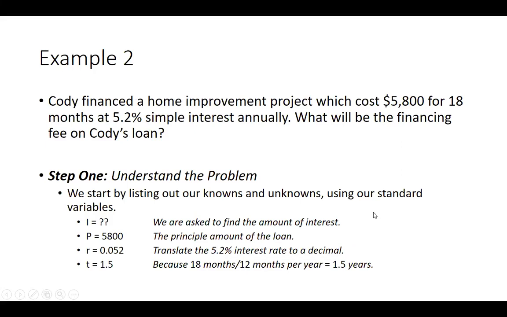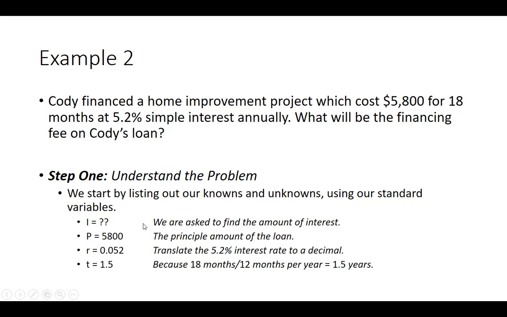Example 2. Cody financed a home improvement project which cost $5,800 for 18 months at 5.2% simple interest annually. What will be the financing fee on Cody's loan? So let's use our 4-step problem-solving process and understand the problem. We start by listing out our knowns and unknowns using our standard variables. So I, P, R, and T for the formula I equals PRT.